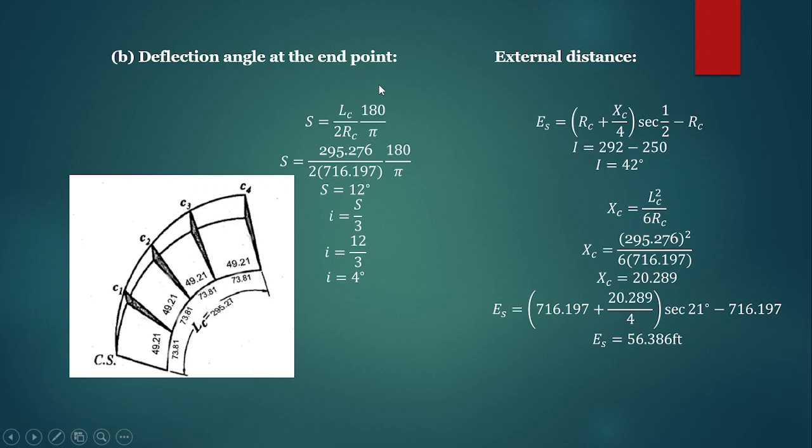So, in finding the angle of endpoints, LC 2RC over pi, pares lang ng formula. Iba lang yung value ng RC, which is 716.197, resulting to S is equals to 12 degrees. And then I, 12 over 3, I is equals to 4 degrees. Dito naman po, pares lang din ng formula na gagamitin natin. I is equals to 292 minus 250, 42 degrees ang I. Dito ay ganun din. And finding the XC, X is 20.289. And then, in finding ES, substitute mo lang yung mga values natin na nakuha, resulting to ES is equals to 56.386 feet.